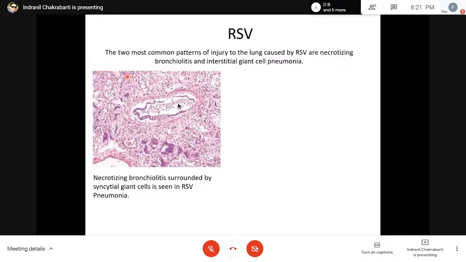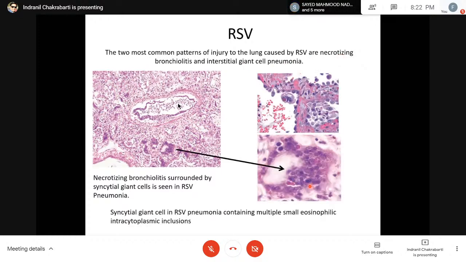In RSV, that is respiratory syncytial virus, by the name it's evident that we get necrotizing bronchiolitis surrounded by syncytial giant cells. Respiratory syncytial virus produces a giant cell pneumonia type of reaction, so interstitial giant cell pneumonia along with necrotizing bronchiolitis. At higher power, you can see these syncytial giant cells and multiple small intracytoplasmic red inclusions. So this is the feature of RSV.